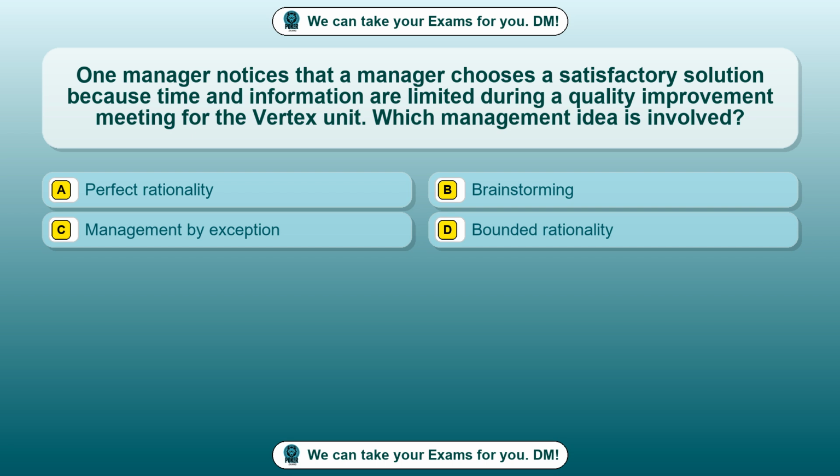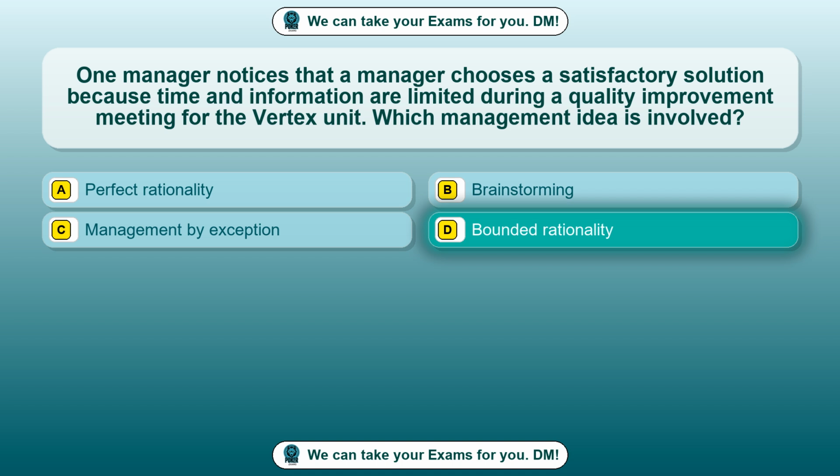Question 53. One manager notices that a manager chooses a satisfactory solution because time and information are limited during a quality improvement meeting for the Vertex unit. Which management idea is involved? Option A, perfect rationality. Option B, brainstorming. Option C, management by exception. Option D, bounded rationality. The correct answer is option D, bounded rationality.